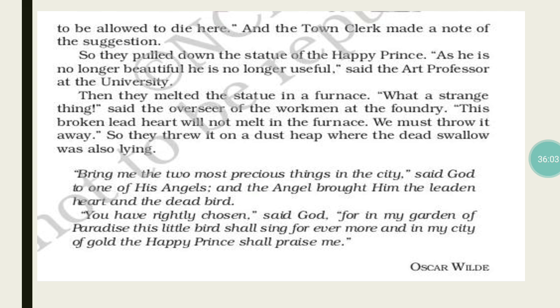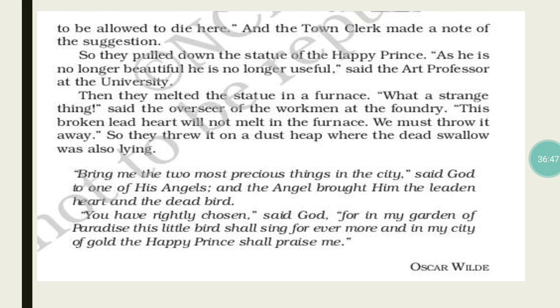Bring me the two most precious things in the city, said God to one of his angels. So what is going on there in heaven, children? God asked one of his angels to bring him the two most precious things of the city. As we know, God had seen everything, isn't it? So as per the order of God, the angel brought the two pieces of the heart of the statue and the dead swallow bird. Which were the two most precious things of the city? The two pieces of the heart of the prince's statue and the dead swallow bird.